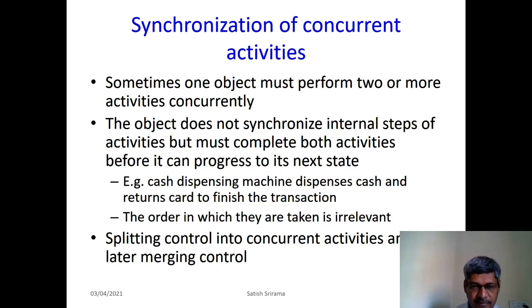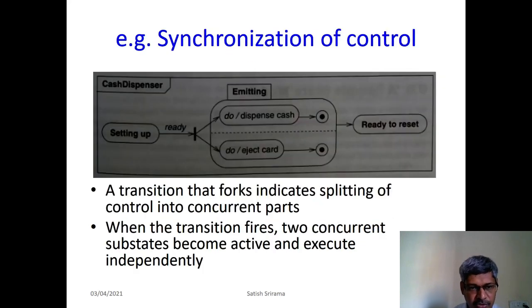Now I will show you an example that will make it clear. So here is the cash dispenser. Originally it is setting up. When it is in the ready state, this is called a fork. The control is forking. A transition that forks indicates splitting of the control into concurrent parts. This is again a composite state, and the parts are like this. In this state, the activity it is performing, as we have already seen, is a do activity, and it is dispensing cash. If the cash is dispensed, this transition is complete, the state is complete, and it is finishing.